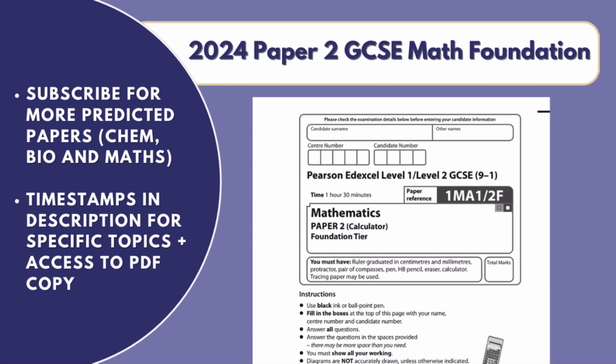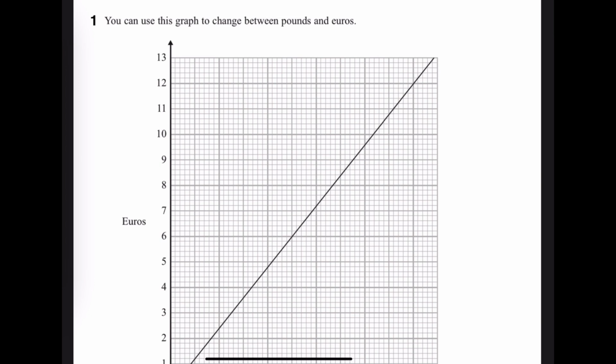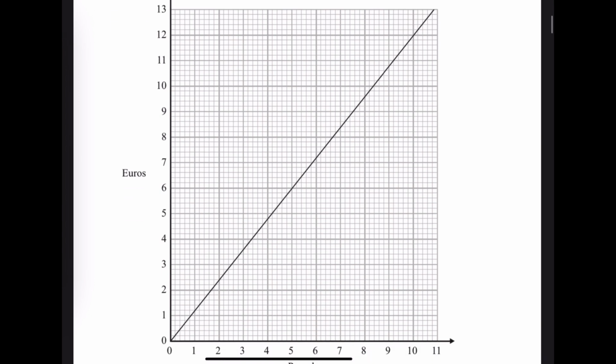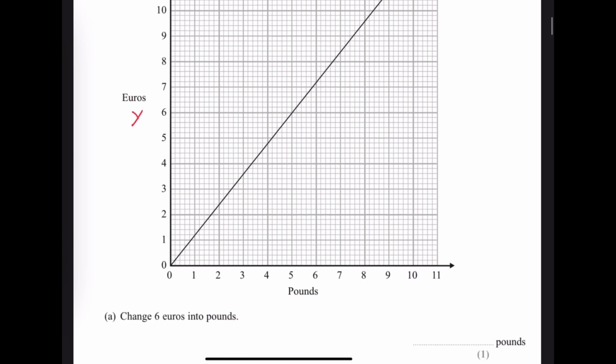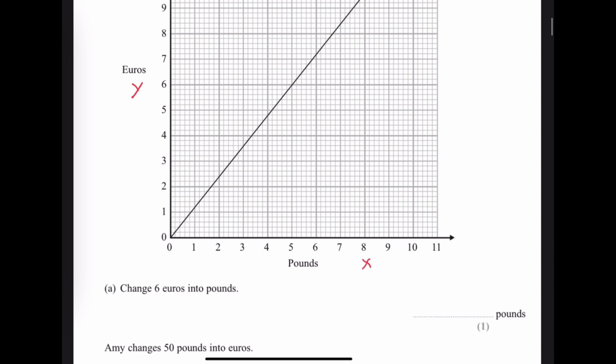Let's get started. Question 1. You can use this graph to change between pounds and euros. Euros on the y-axis and pounds on the x-axis. A. Change 6 euros into pounds.